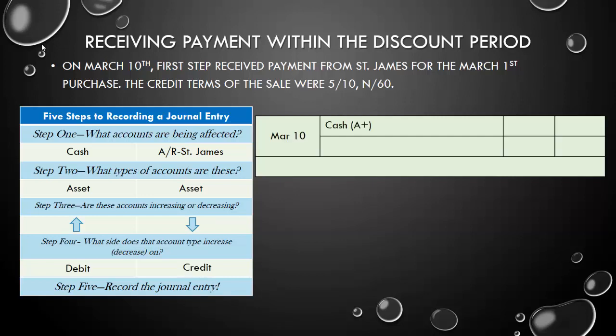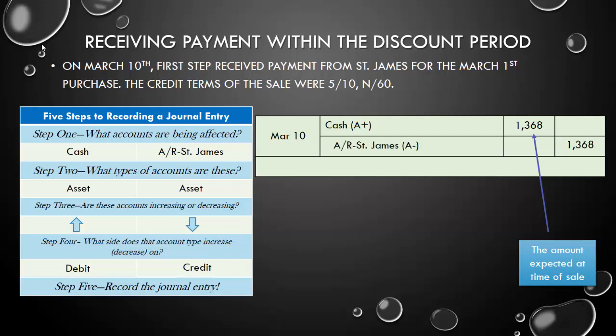So when we make this transaction, it's as simple as can be. We assumed they were going to pay within the discount period. They are paying within the discount period, which means the amount of money they owe us is exactly the same as the receivable we put on the books, which was $1,368. So our journal entry for when we receive payment from St. James High School is just a debit to cash and a credit to their AR account for the amount that we assumed they were going to send us at the time that we made the sale.